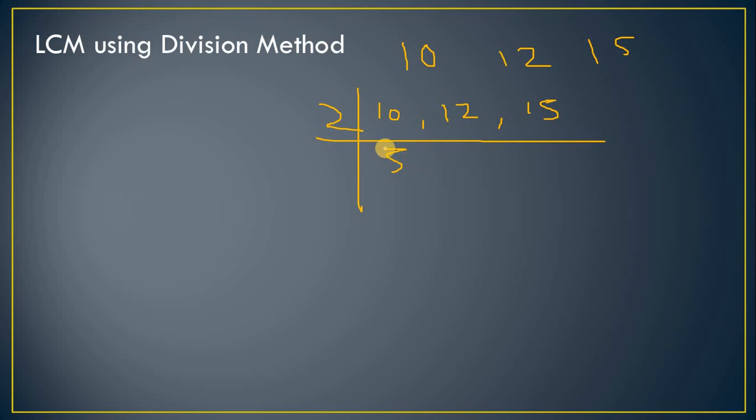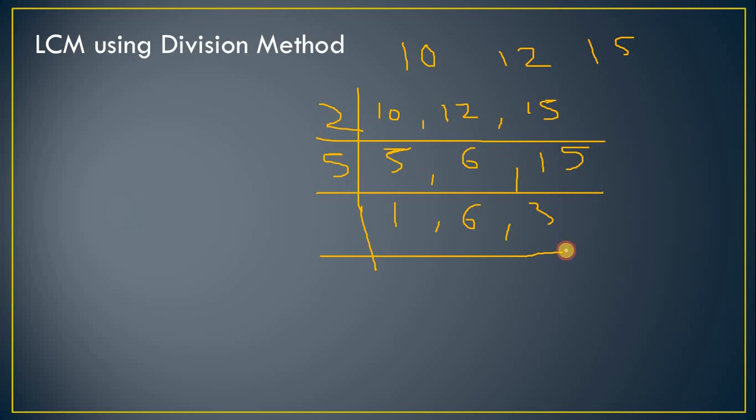So 2 5s are 10. 2 6s are 12. 15 you cannot divide, so write as it is. Then next number you can choose 5 because 5 1s are 5, 6 write as it is because you cannot divide by 5. Then 5 3s are 15. Then after that you can take 3 which will divide 6 and 3. 1 write as it is, 3 2s are 6, 3 1s are 3.